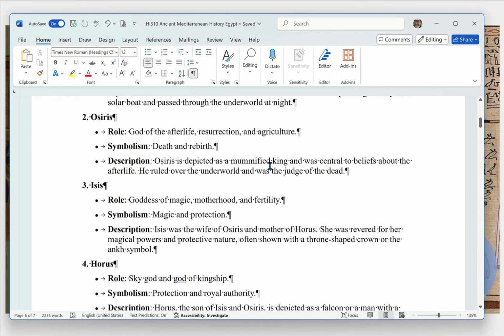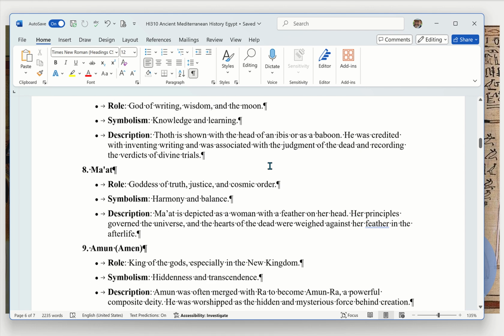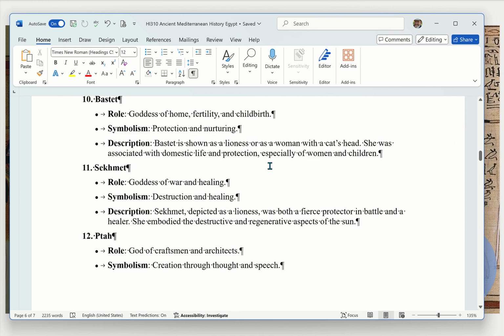The sheet I provided for you has a list of all these gods. You want to keep this handy because you're going to be able to use it for your quiz.